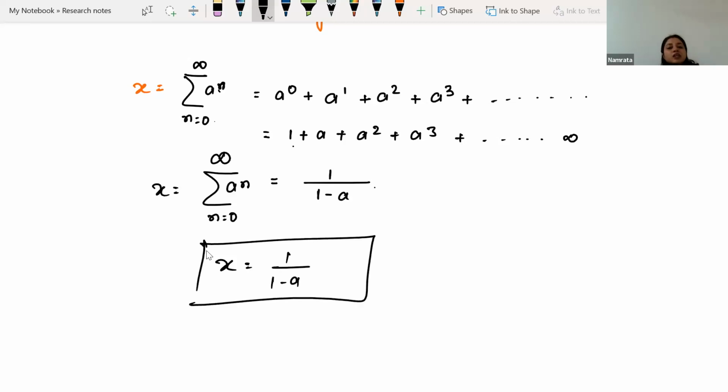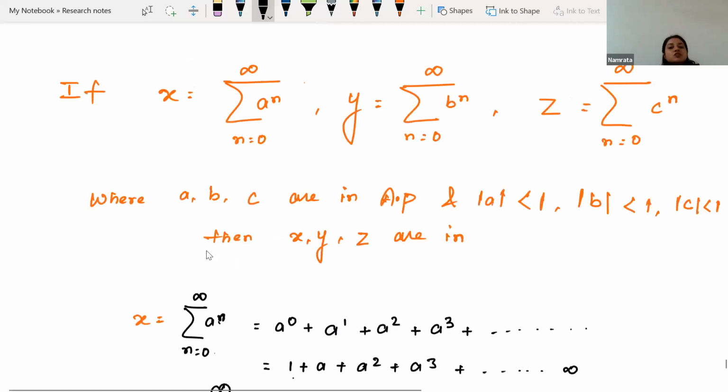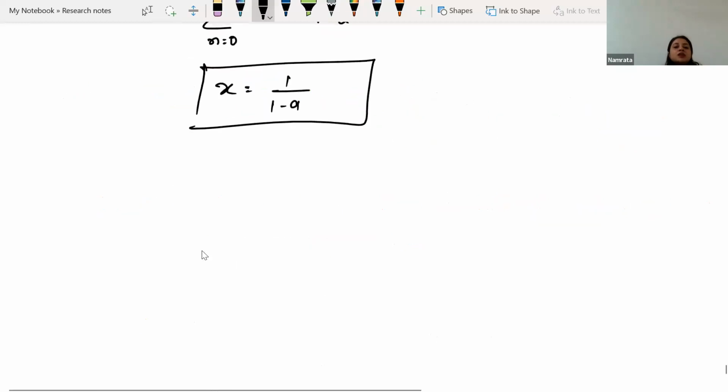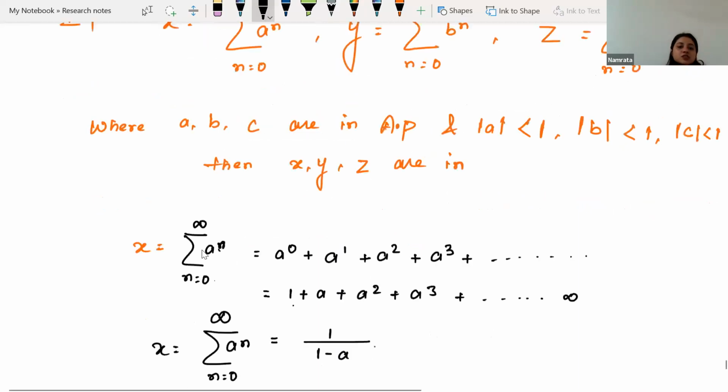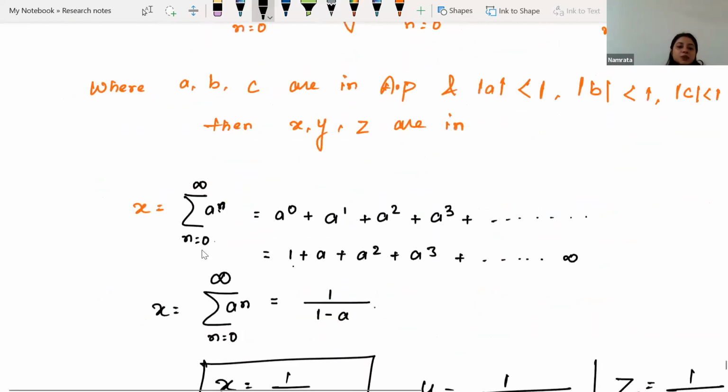Okay. Similarly, y is also given and z is also given. So directly we are going to write y will be 1 by 1 minus b and z will be 1 by 1 minus c. Is it okay? Okay. Let's move ahead. Now, what exactly the question says? A, B, C are in AP.